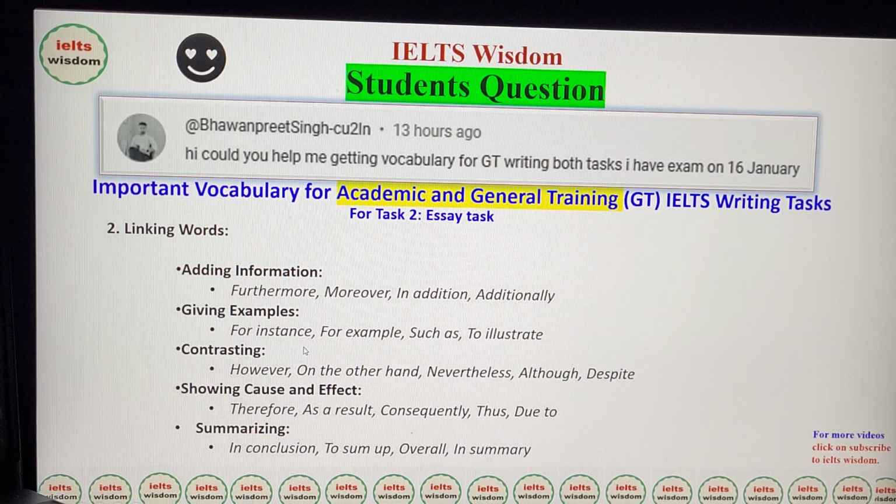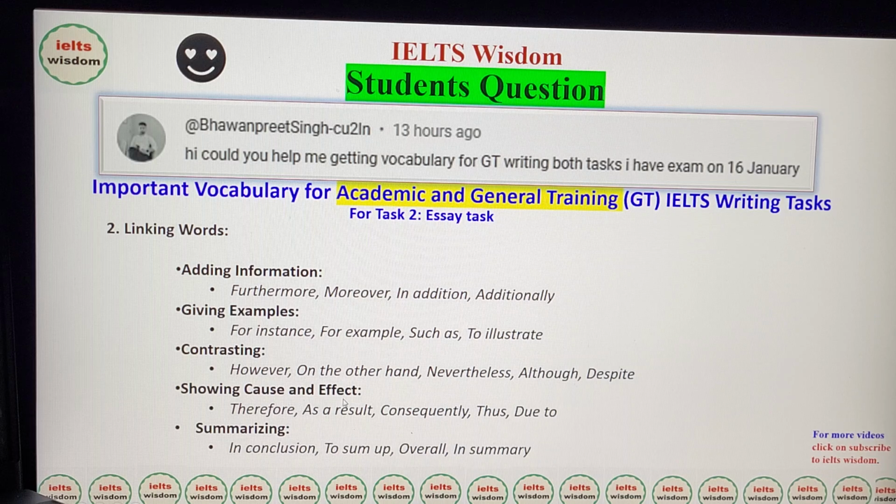When you are talking about contrasting, contrasting means however, when you have a contradictory statement, or when you are saying on the other hand. Then there is nevertheless, and although or despite, okay?